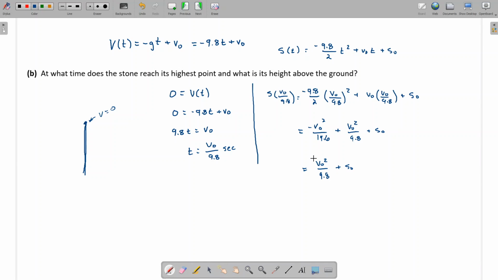So this expression represents the actual maximum height that the object will reach. And again, this is going to be true in general, provided you're on Earth and provided there is no air resistance. Take the initial velocity, square it, divide it by 9.8, and add the initial height, and you know how high the object traveled.